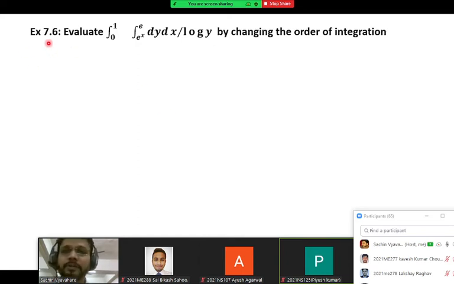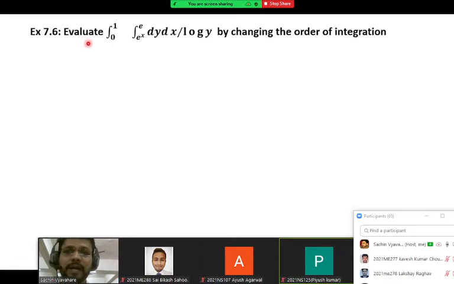Question number or example 7.6. Whenever I give example 7.6, 7.7, 7.8, remember all these questions are from your textbook and these are solved examples. Many times these questions are repeated in old IME question papers also. This 7.6 question is in your BS Grewal, chapter number 7, as a solved example.